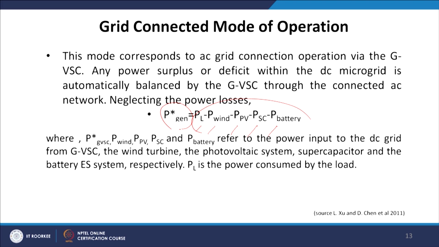PL is considered to be the power consumed by the load. So, please remember this P generation is nothing but my PGVSC. The power which is coming through the grid voltage source converter is to match the difference between the load and the generation which is present within my DC microgrid. The mismatch will be managed by PGVSC.